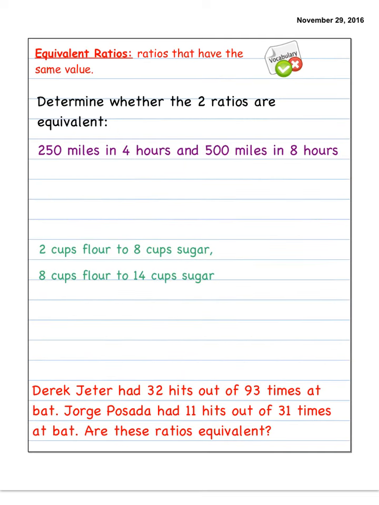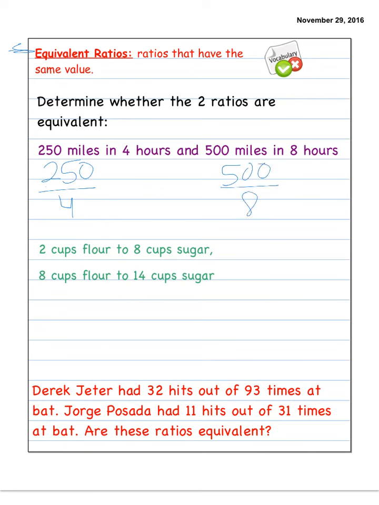All right, here's another vocab word for you to write down: equivalent ratios. These are ratios that have the same value. So when we look at 2 ratios, we need to determine if they are equivalent. For our first example here, we have 250 miles in 4 hours and 500 miles in 8 hours, and we need to know if these are equivalent. One of the ways is to write them as a fraction. Again, first number is our numerator, second is our denominator.